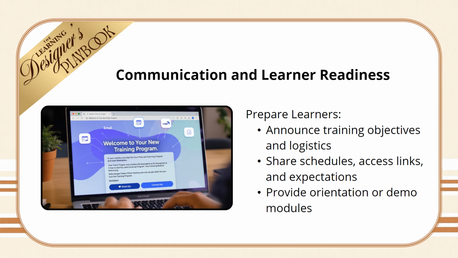Clear communication ensures that learners are ready and motivated for training. Implementation begins before the first session with effective outreach and preparation. Send a clear, engaging announcement that explains the course's purpose, relevance, and expected outcomes. Include instructions on how to access materials, technical requirements, and who to contact for help. Consider offering a short orientation video or demo module so learners can familiarize themselves with the platform.